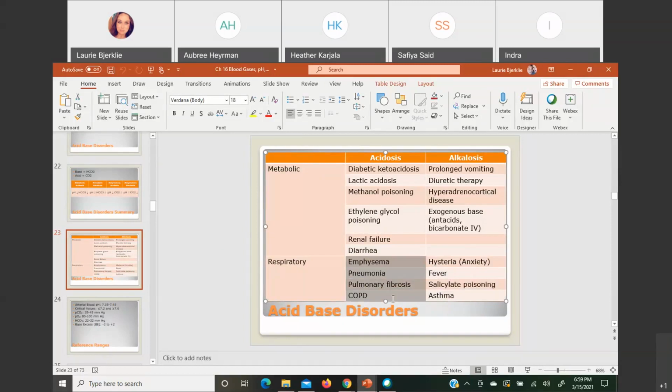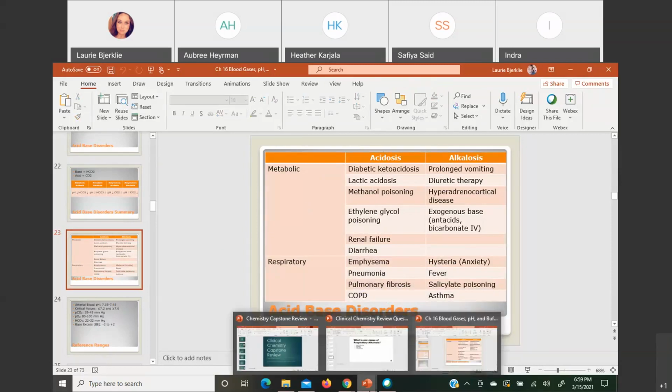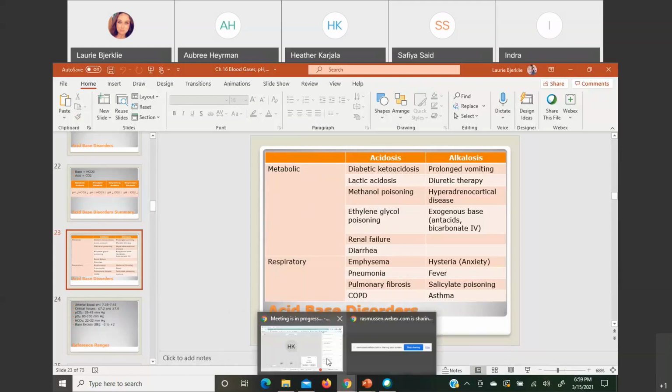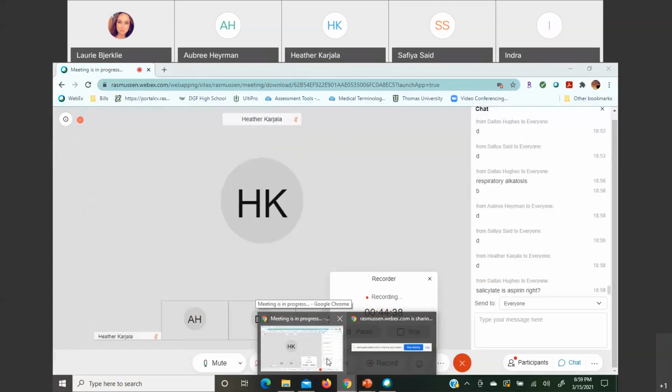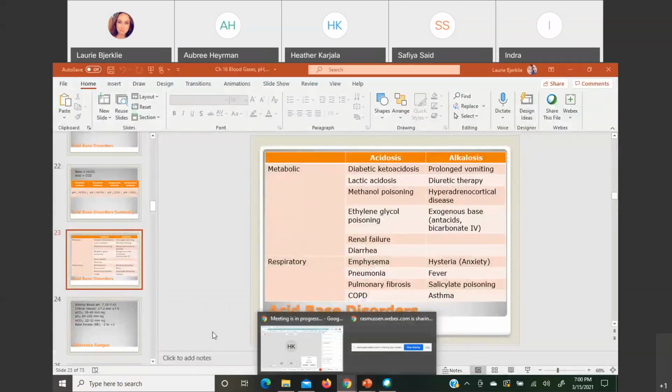In respiratory acidosis, it would be other lung issues. And then you can see in the metabolic world, it's other causes. I can definitely send you this PowerPoint if you want this chart specifically. It is kind of handy to have. Just as an FYI, salicylate is aspirin, yes. So aspirin poisoning, yep.